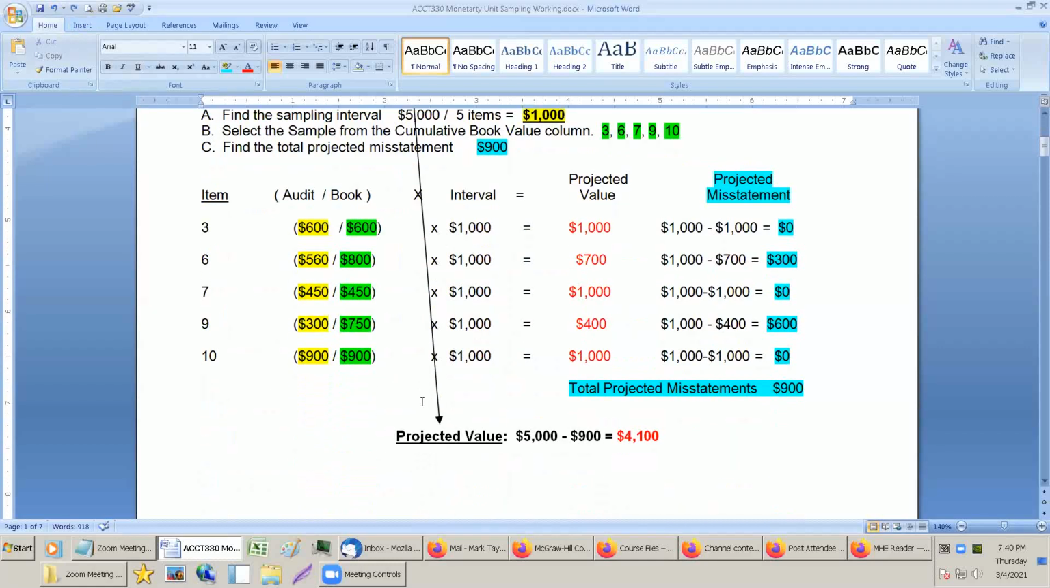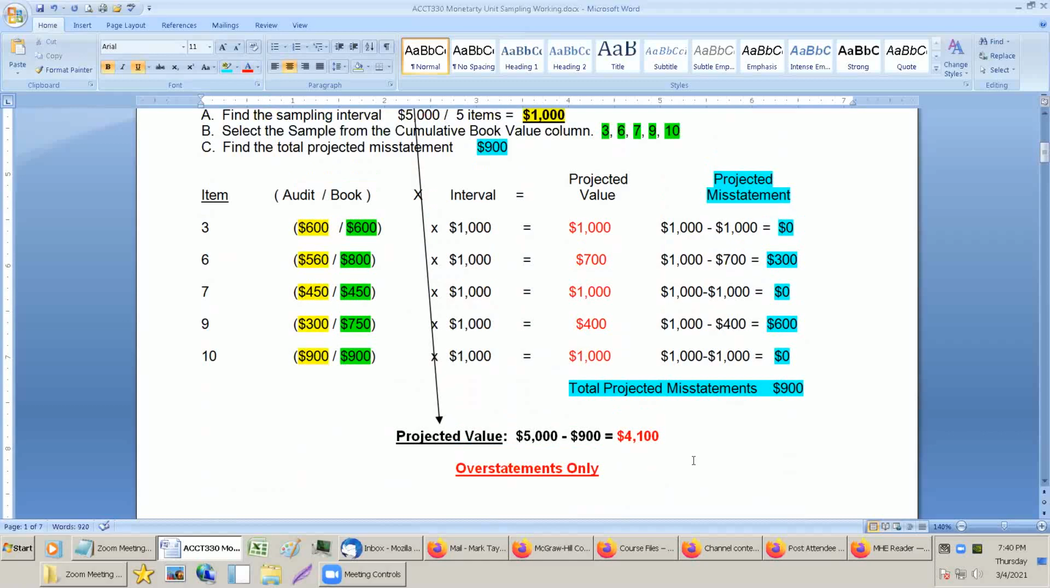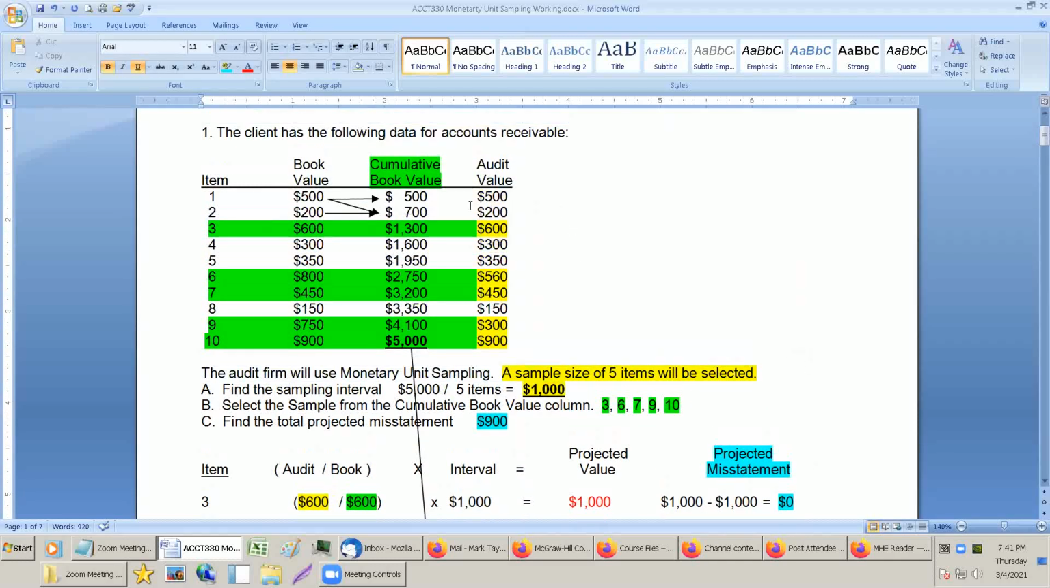Okay, so this method is good for overstatements only. So it's good when they're trying to overstate something. It's a good method to use. The bigger the item, the more likely it's going to get picked, and at some point, guaranteed to get picked. Okay, now it does do one more thing that is actually very helpful. You'll notice when we picked our sample that we didn't use a random number table or anything to pick this thing. So this method also picked the sample.